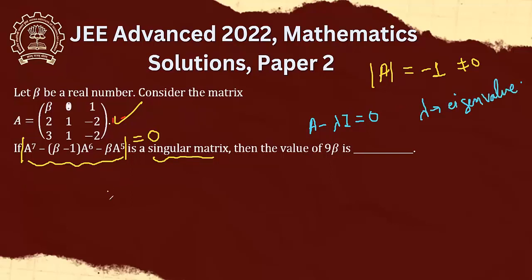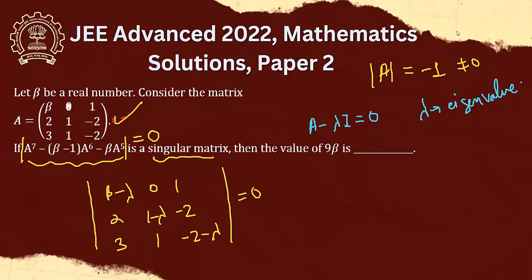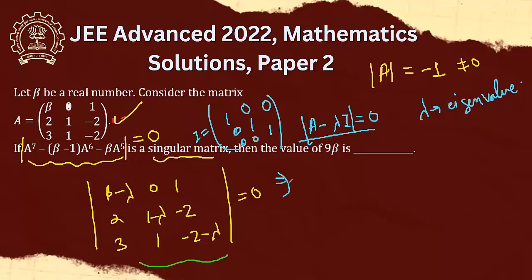That means the determinant of the matrix with rows (beta minus lambda, 0, 1), (2, 1 minus lambda, minus 2), (3, 1, minus 2 minus lambda) is equal to 0, right? When you open this determinant, you'll get this equation. What I have done is A minus lambda I. I is simply the matrix with 1, 1, 1 on the diagonal. This is the unit matrix I. So I am getting that the determinant of this has to be 0 because lambda is an eigenvalue. When you open this determinant, you get this equation here.